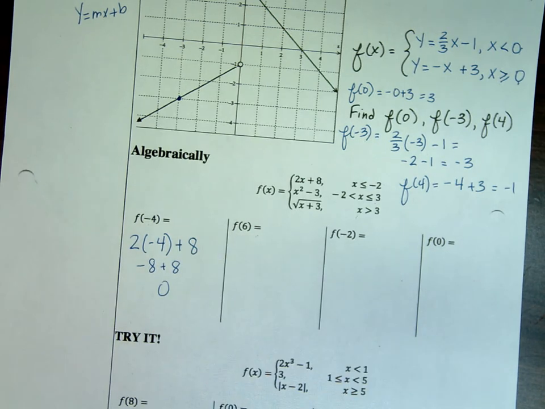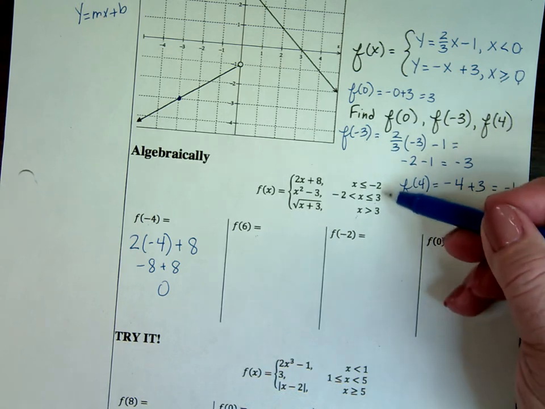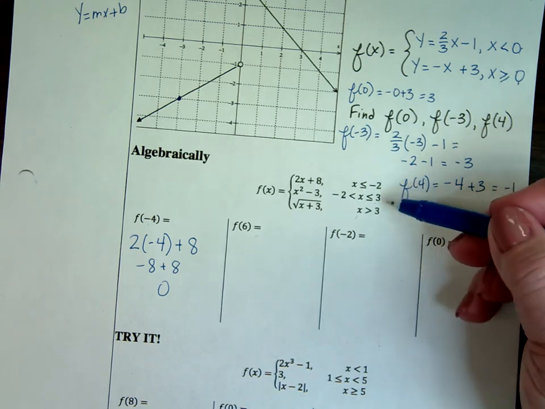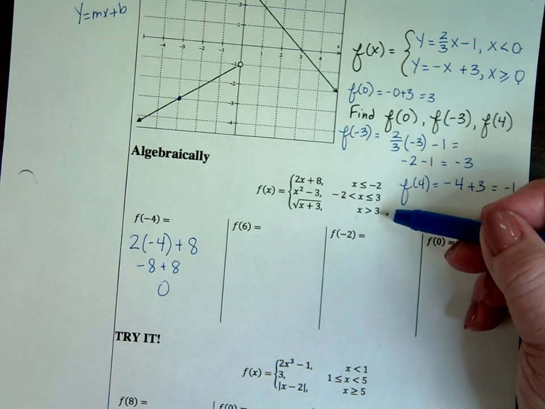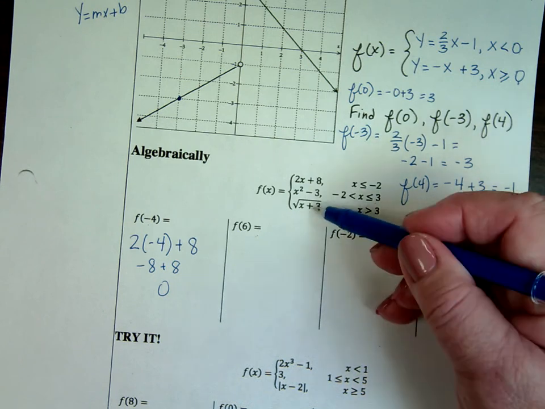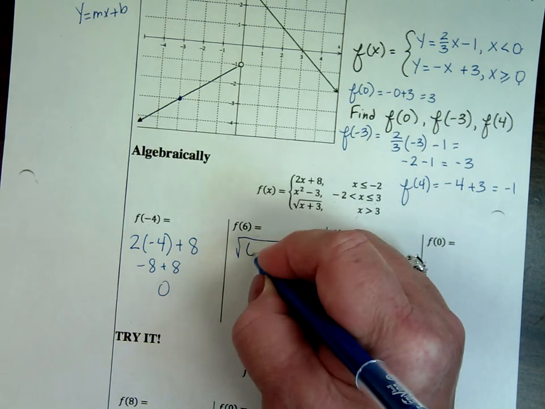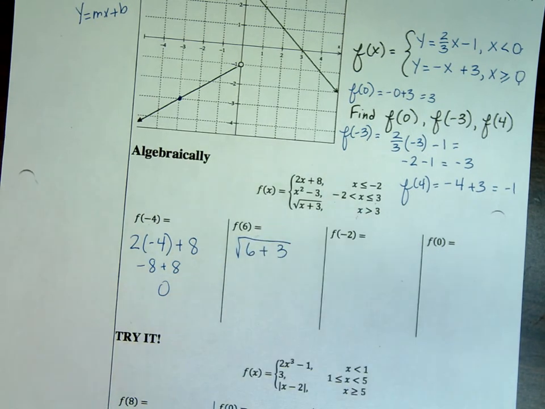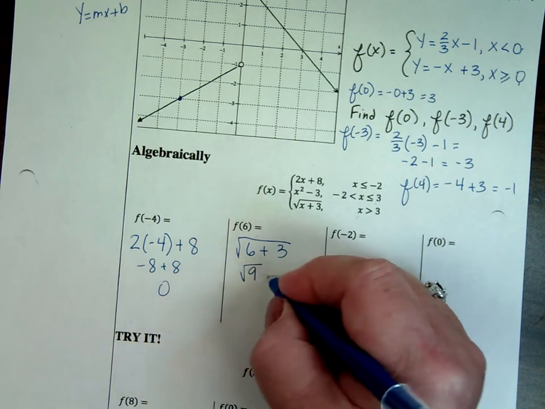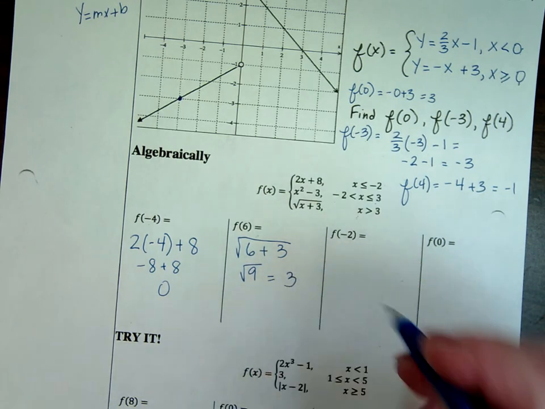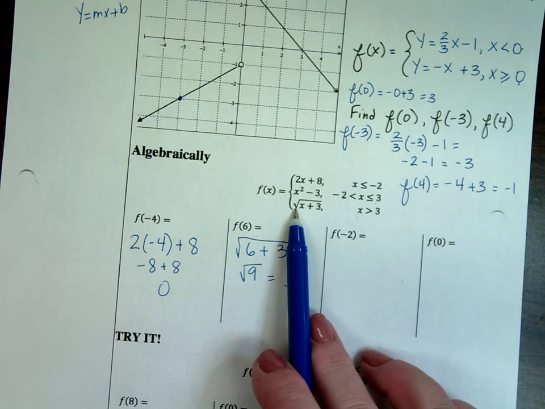If you come to the next one, it's 6. Which one of these does 6 fall into? Is it less than negative 2, between negative 2 and 3, or greater than 3? 6 is greater than 3. I'm using this guy. This is the square root of my x, 6, plus 3, or the square root of 9. The square root of 9 is 3. Now it's only the positive part because they only included the positive part here. I know it's a little complicated, but it really is just the positive.